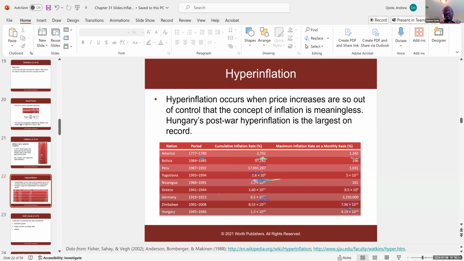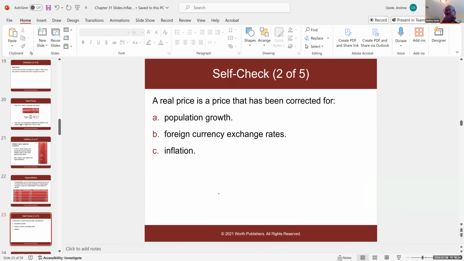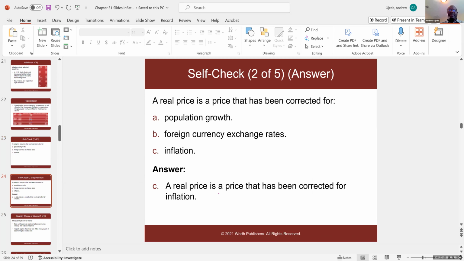Hungary. So these are kind of exceptional inflationary problems that have occurred around the world, in many countries. So as I said, a real price is a price that has been corrected for inflation. We talked about that.